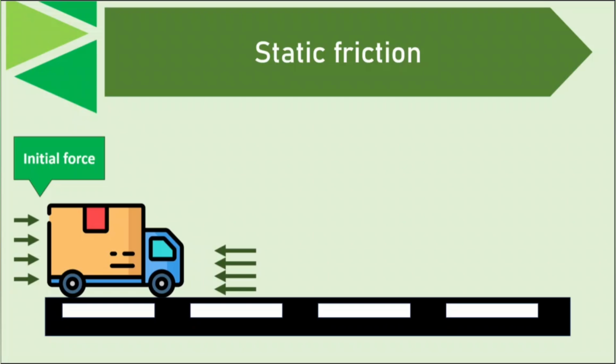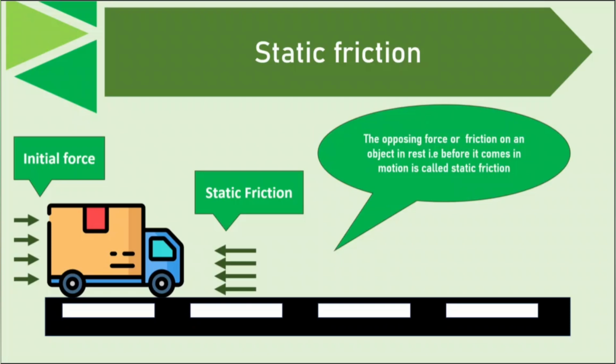You need to apply some force, and this force is because you need to oppose a certain kind of frictional force present. This frictional force that is present before the motion starts, that is, when the object is at rest, is called static friction. The opposing force or friction on an object at rest, that is, before it comes in motion, is called static friction. This is a simpler definition.